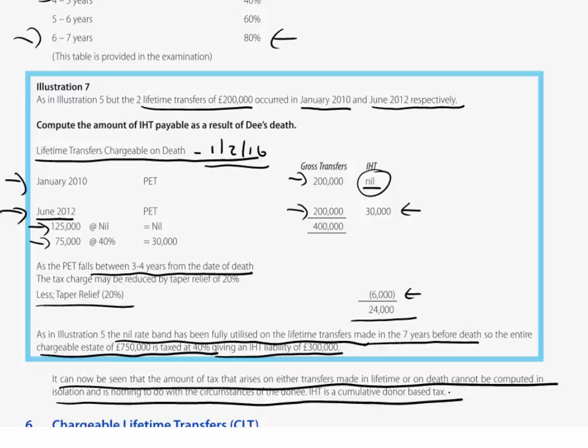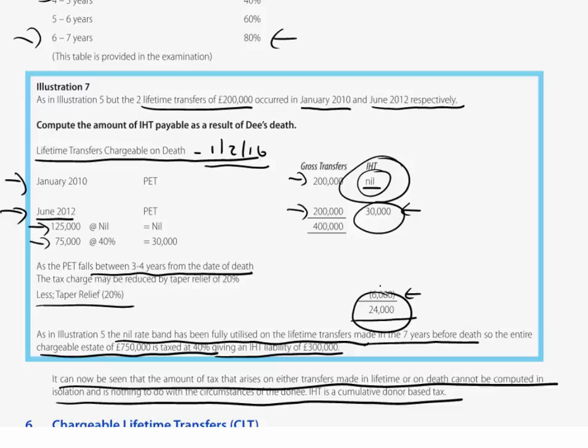There you have got two identical £200,000 transfers, January 2010 and June 2012. On the first one, no tax to pay, because it got to use all of the nil rate band. On the second one, what started off as 30 became £24,000 of tax to pay after applying taper relief. If I'd move forward another couple of years to 2014, say, and put another £200,000 PET through at that point in time, what would that mean?